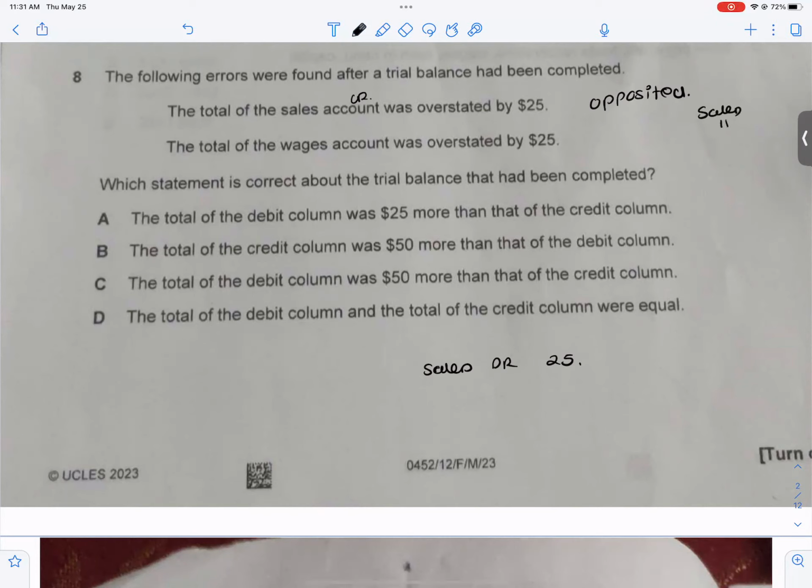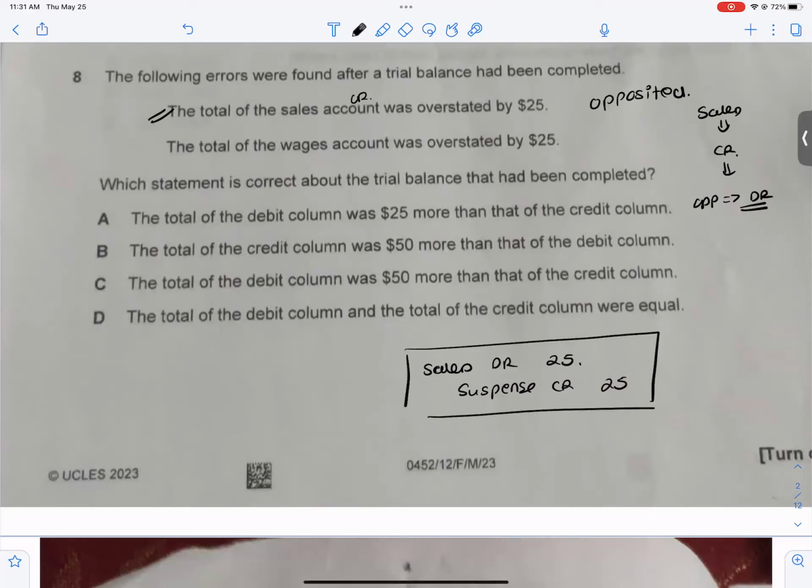So sales account has a credit balance. When I have to correct it, the correction will be on the opposite side, the debit. So sales will be debited by 25 and suspense credited by 25. Yeah, that I got. Okay, this is with the first thing. How about the second thing?